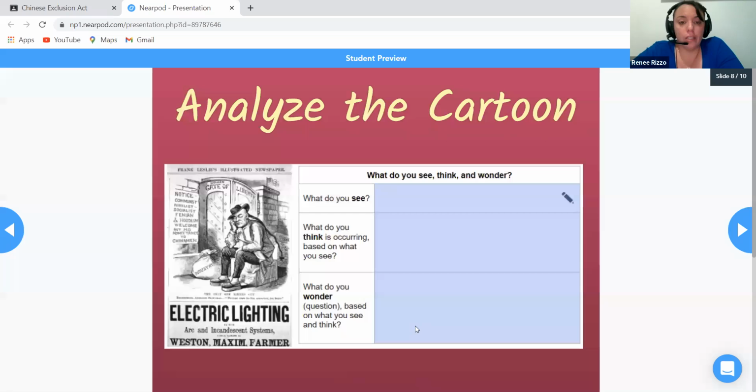So in this particular cartoon, what do you see? You see a person sitting down. You see wooden doors, right? What do you think is occurring based on what you see? So, based on his face, you would think he's upset, right? And it says Golden Gate of Liberty, and the doors are closed. So maybe he doesn't have access to freedom and liberty, right? And what do you wonder based on what you see and think? And this could bring up a lot of different wonderings for the students.